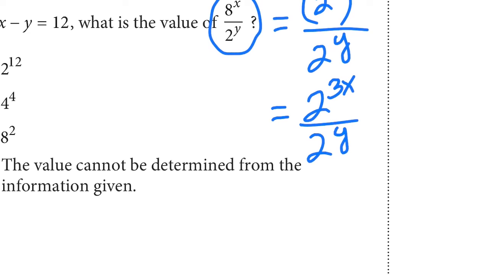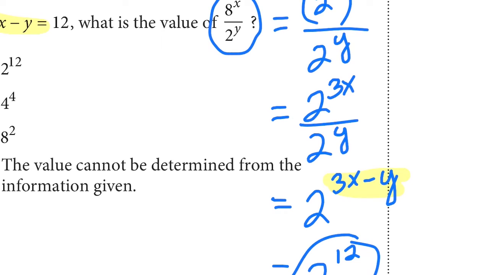And then if you have the same base and you're dividing, part of our exponent rules will tell us that we are supposed to subtract those exponents. So this would be the same thing as saying 2 to the 3x minus y, and it's not a coincidence that it works out this way. This expression that they give us at the beginning is exactly what we get here for this exponent. So we know the value of 3x minus y, and we can plug that in. 3x minus y is 12, so this is the same thing as saying 2 to the 12th.